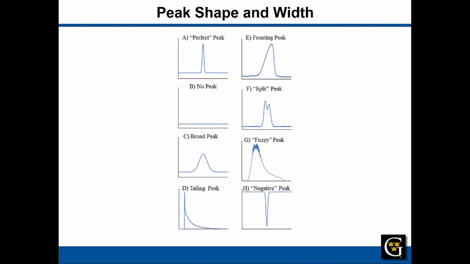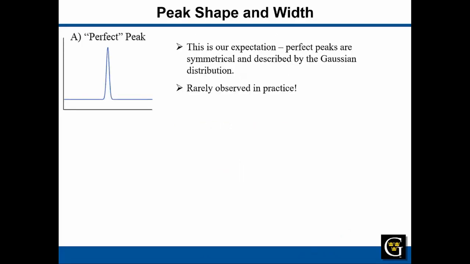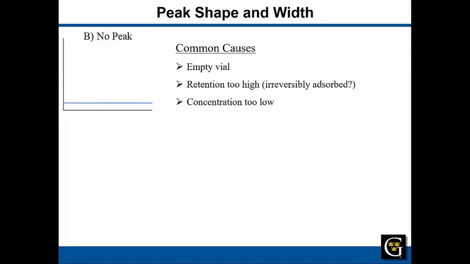Go to the first case. This is the perfect peak. So in the absolute best case, we should see peaks that are highly symmetrical and shapes that are described by a Gaussian distribution. Sometimes we get close to this kind of perfect shape, but I would say rarely is this exactly observed in practice. Usually peaks are slightly misshapen, and that's quite normal.